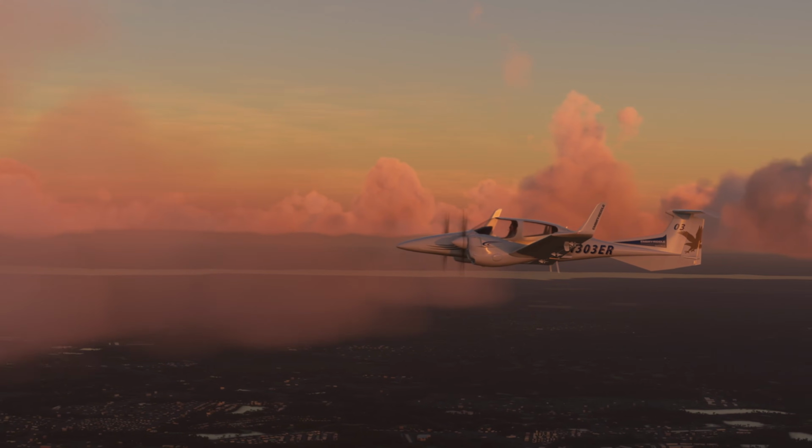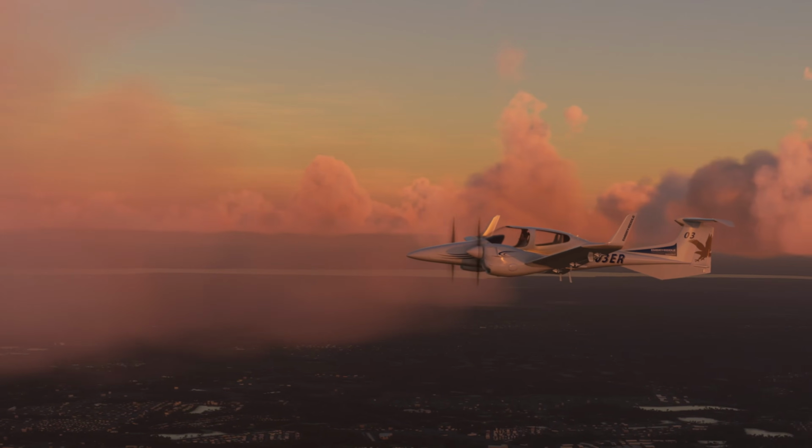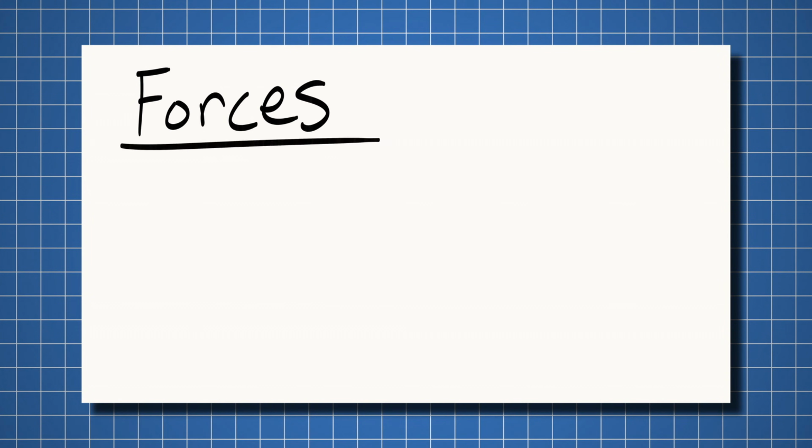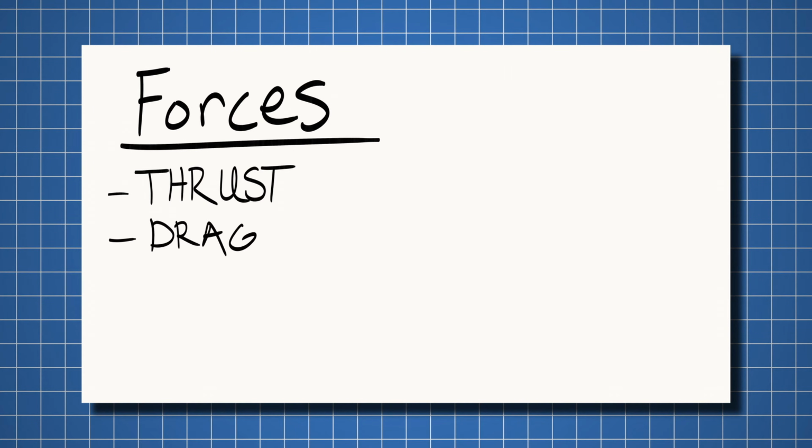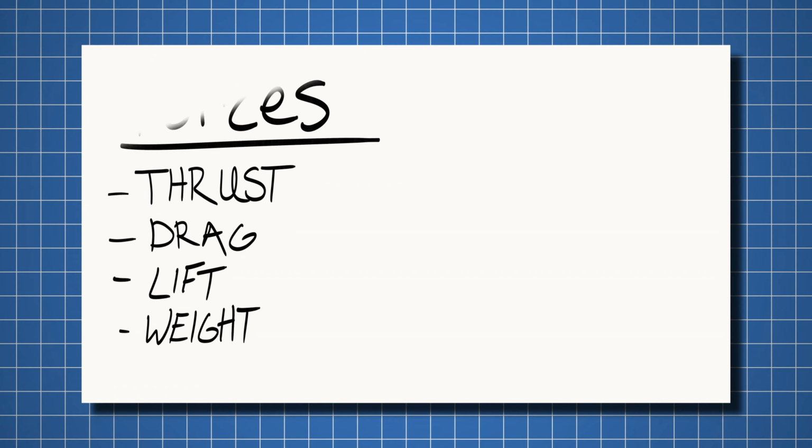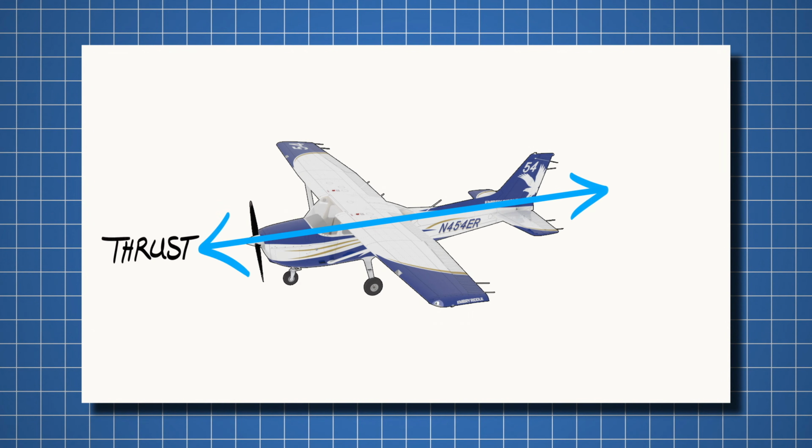But before we delve further into that, let us review some fundamental concepts. Let's begin with the four forces acting on an aircraft. These are thrust, drag, lift, and weight. Thrust is the forward force produced by the propeller and opposes drag. Drag is the rearward force caused by airflow being disrupted over the wing that opposes thrust.